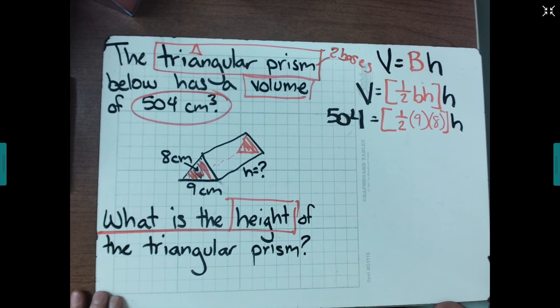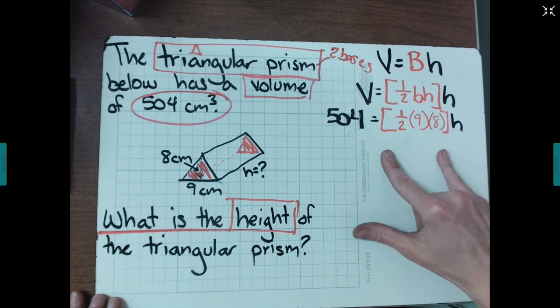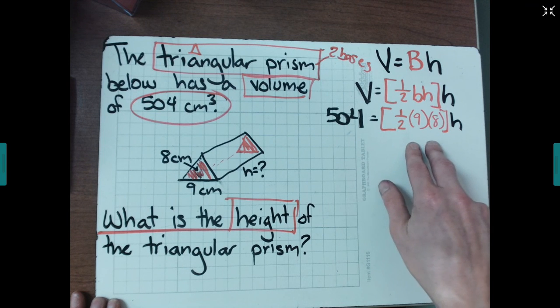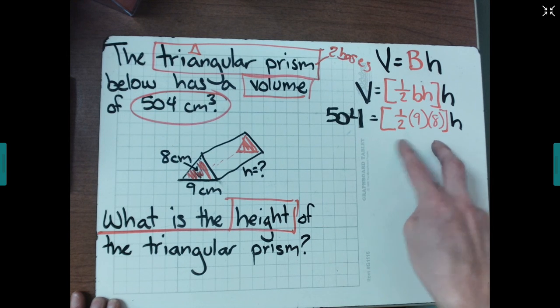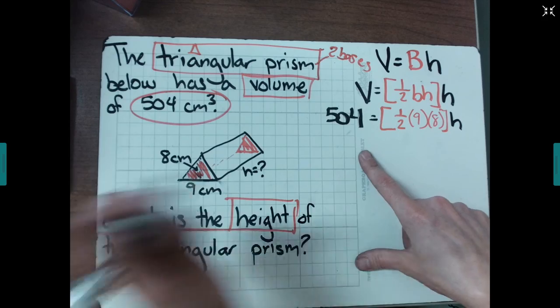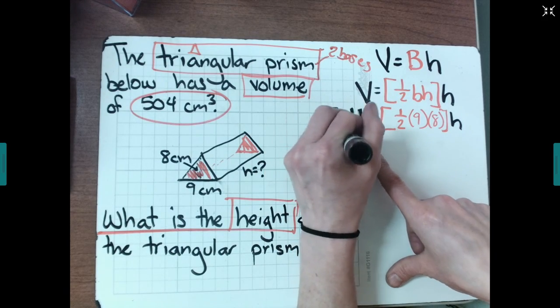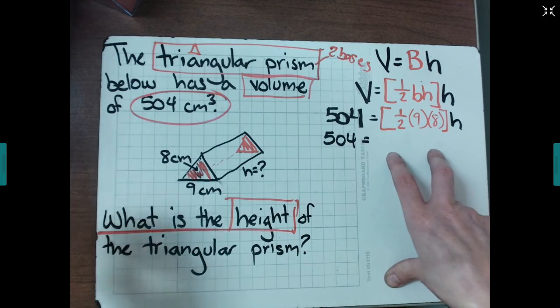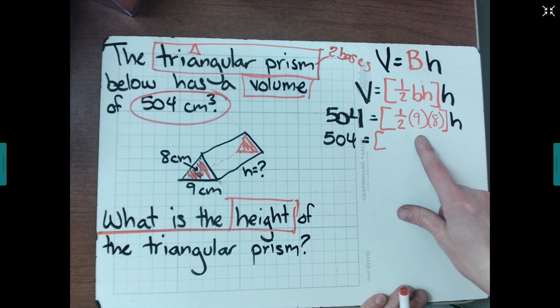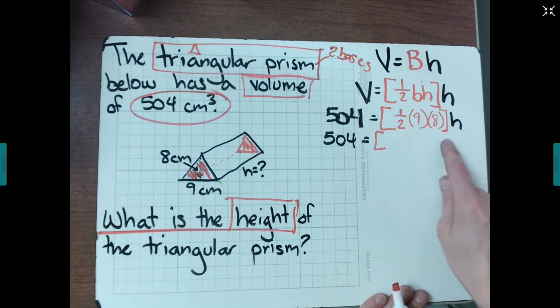All right, now I have a bunch of things happening next to my height. I need to get my height all by itself. So I'm going to clean this up to make it one number by operating, right? I'm going to do 1/2 of 9 times 8 to just clean it up, get one number, and then we'll go from there. So I'm leaving this alone, 504. And according to GEMDOS, we're supposed to do brackets first anyway.